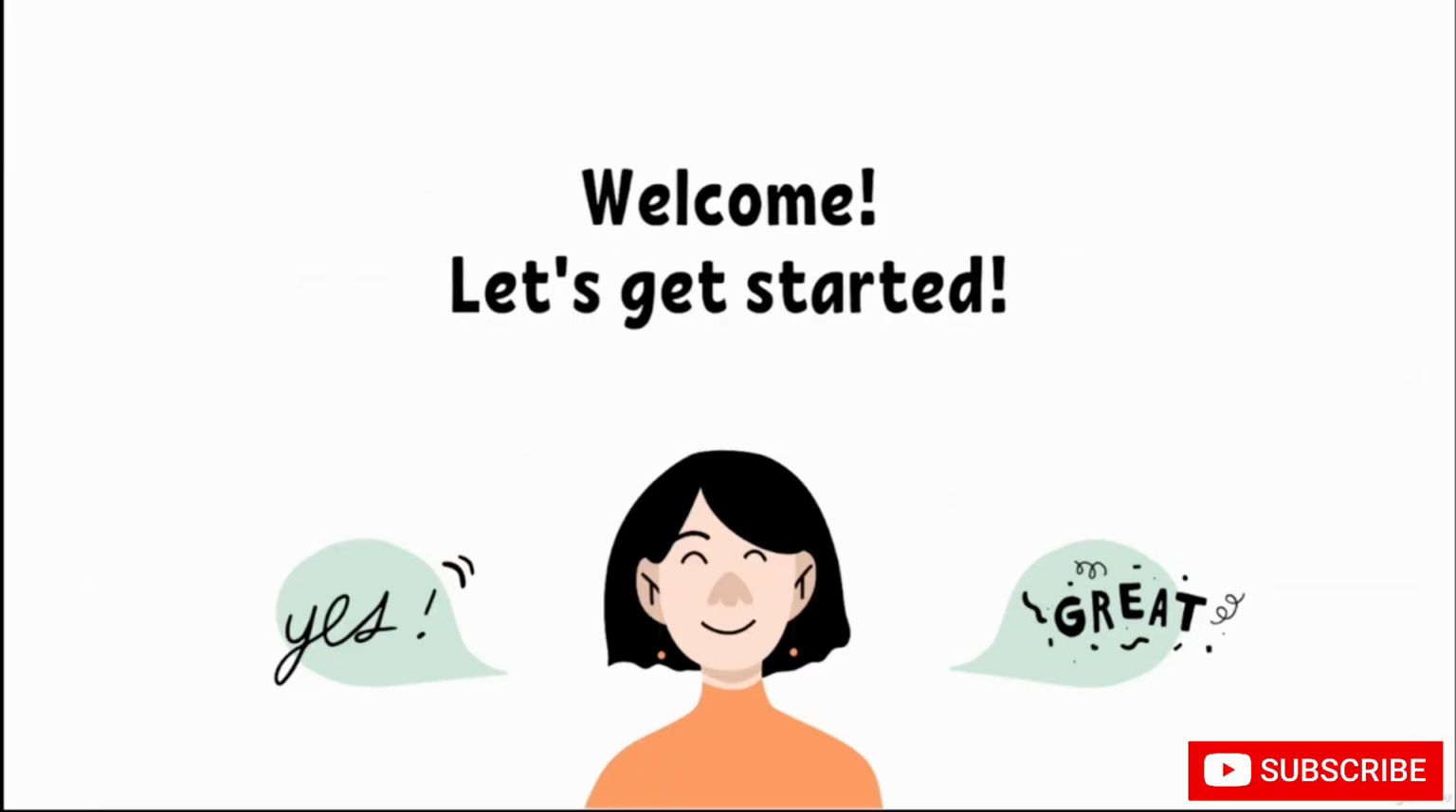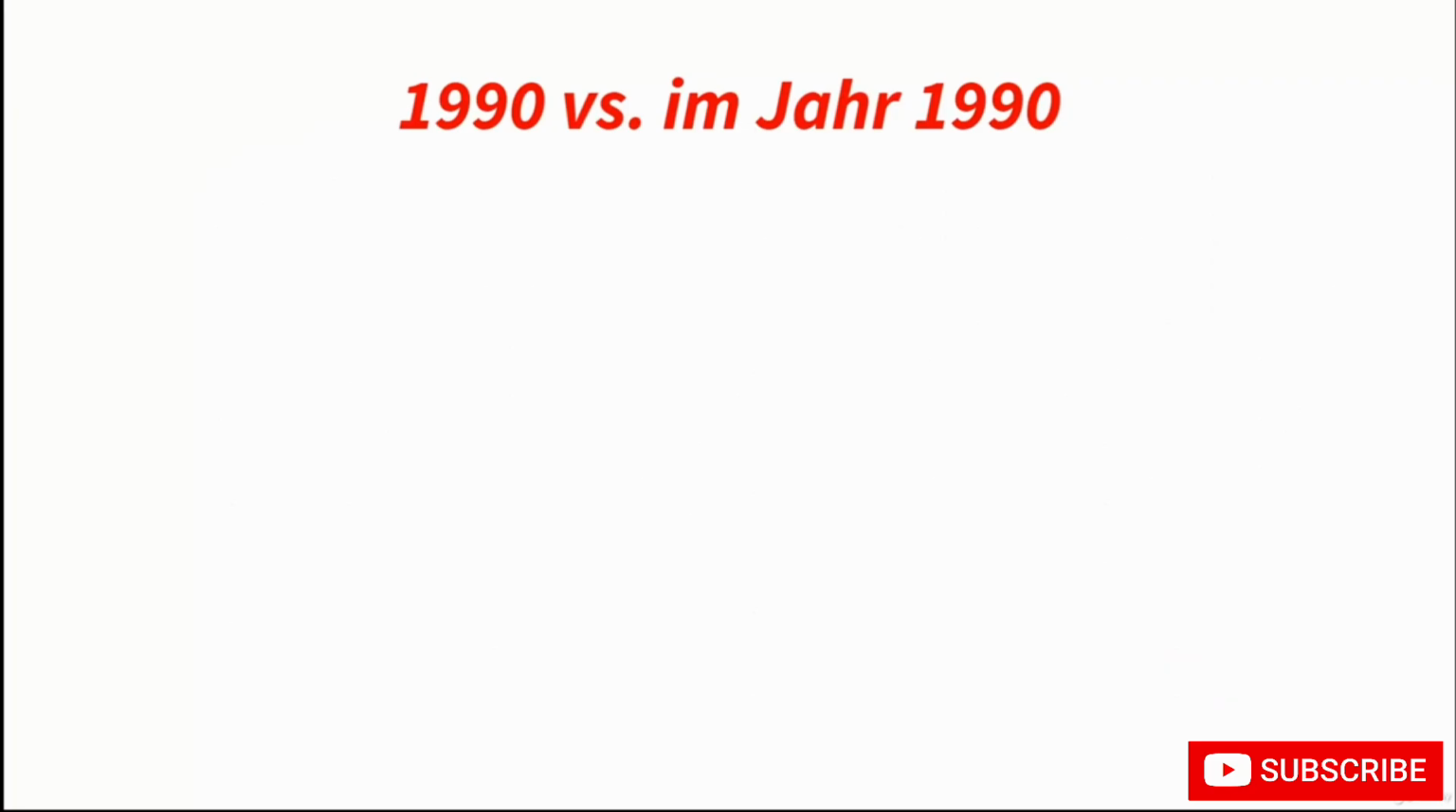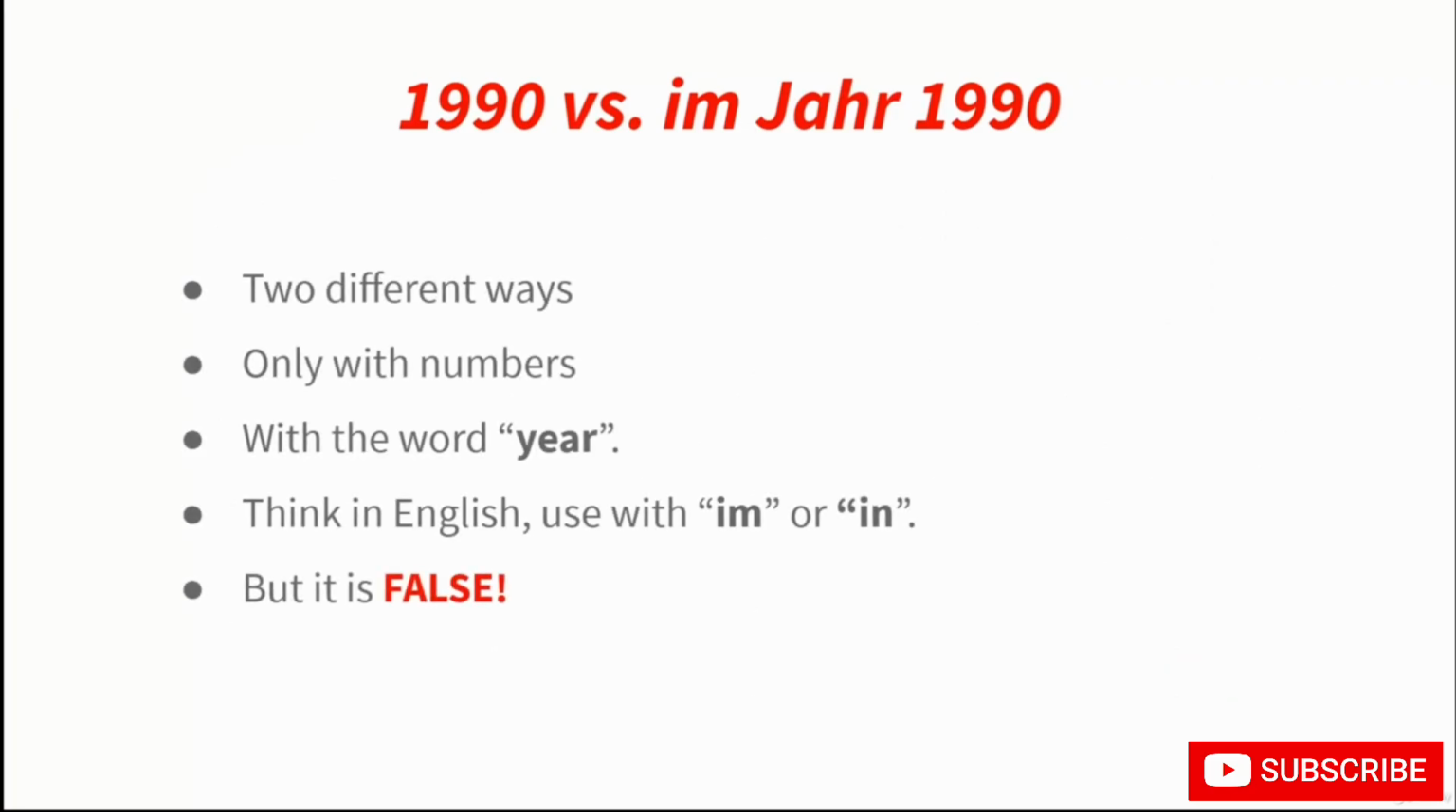If you are ready to learn one of the common mistakes, let's get started. Today we will learn preposition mistakes to say years in German, and I will give examples to help you understand the subject better. Let's start. In German, there are two different ways to say years. One of them is only with numbers, for example, 1990, and the other one is with the word year, which is das Jahr in German.